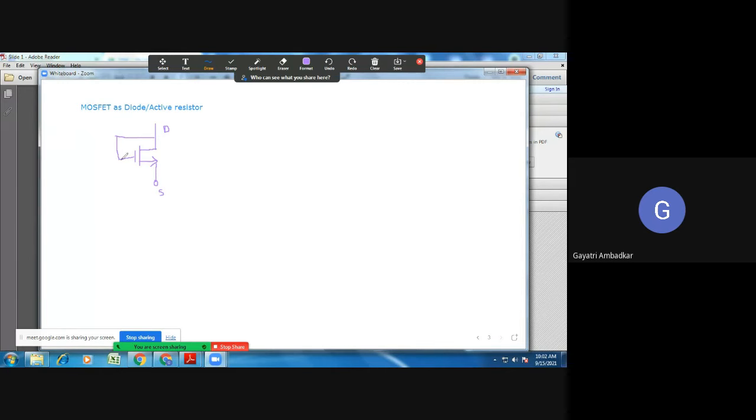We have connected gate with the drain. Now because of this, the MOSFET is going to remain in the saturation. What is the condition for the MOSFET to enter the saturation? If you remember the characteristics of MOSFET.